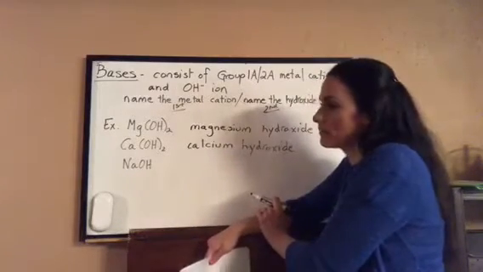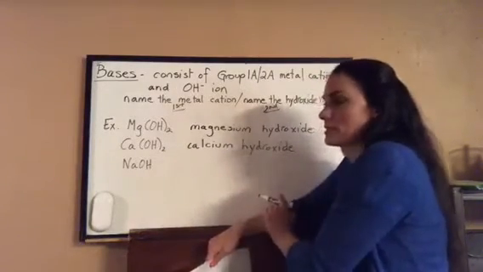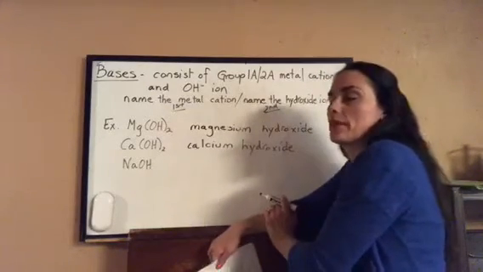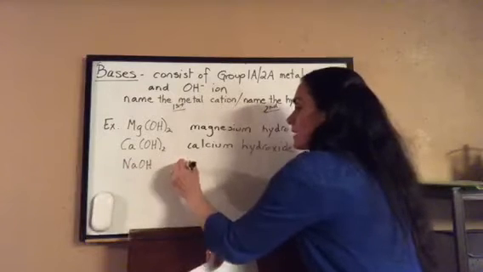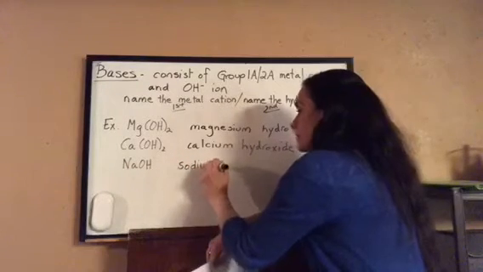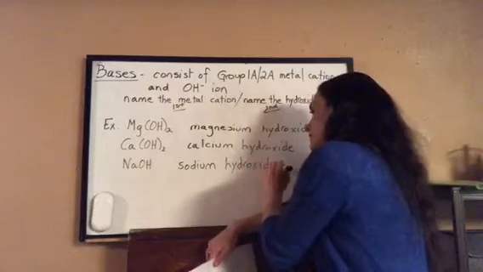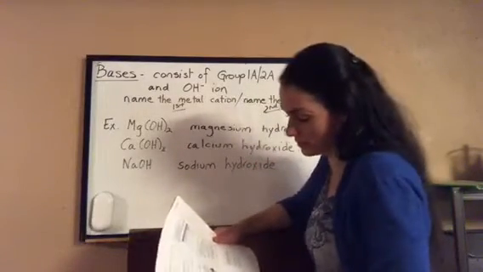The next substance is used to make soap. It is in oven cleaners. It's in liquid Drano, liquid Plumber. The cation is sodium. The anion is the hydroxide anion. So it's very simple to name the bases. Nothing new there.